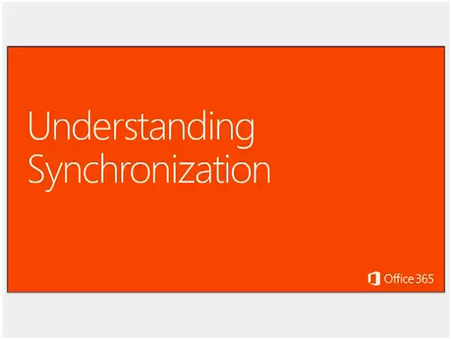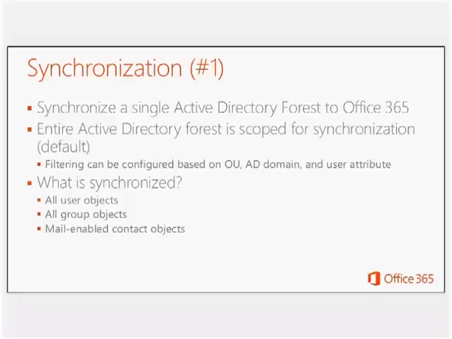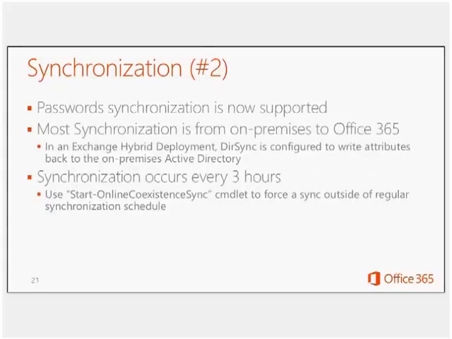So understanding what happens during synchronization. Synchronization scenario number one: synchronize a single AD forest to Office 365. The entire AD forest is scoped for synchronization, which is default. You can filter it based on OU, AD domain, and user attribute, but the default piece is literally everything, and it's all user objects, all group objects, mail-enabled contact objects. So that is synchronization number one.